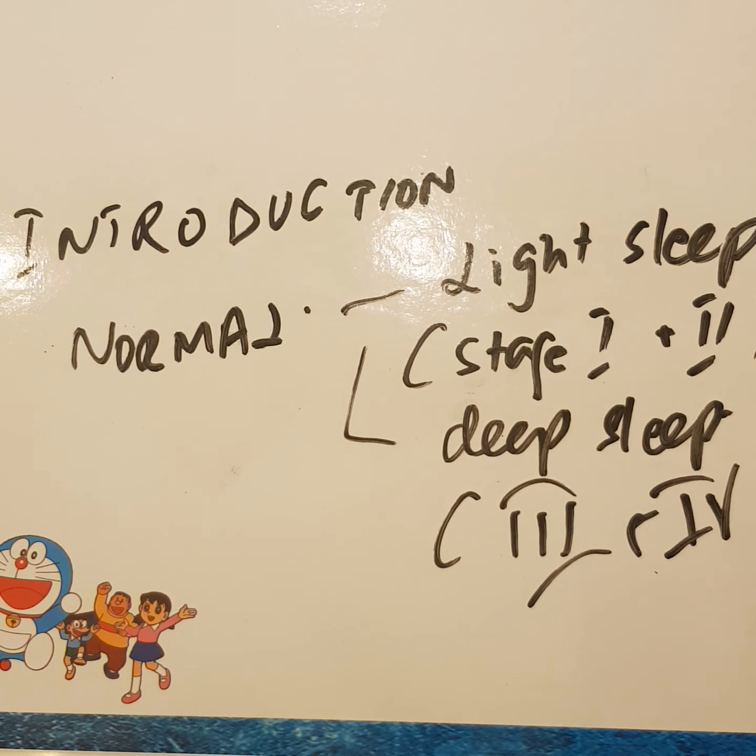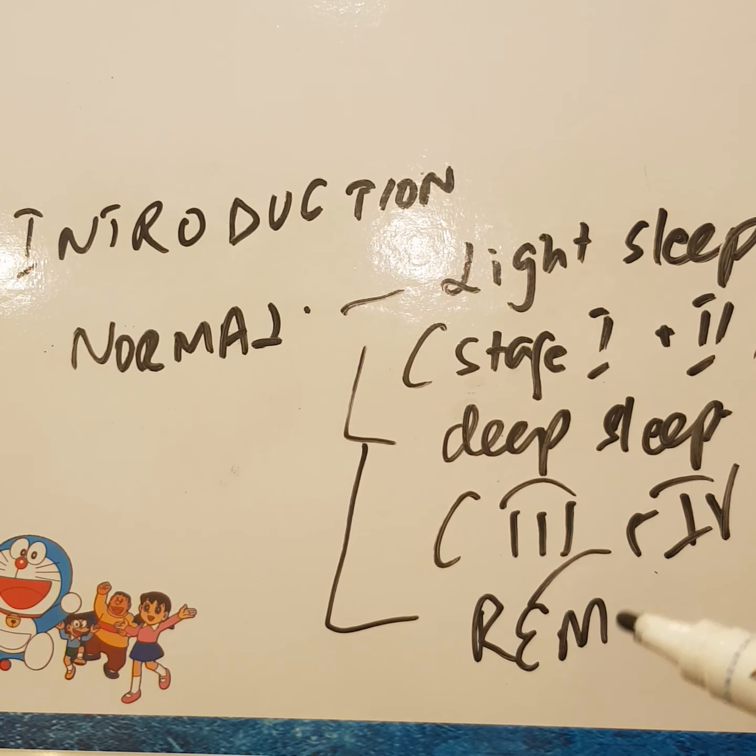So, in normal sleep, the third stage that we need to talk about is the REM stage, which is also called rapid eye movement sleep. In rapid eye movement sleep, the brain is active in consolidating thoughts, learning, and memory.